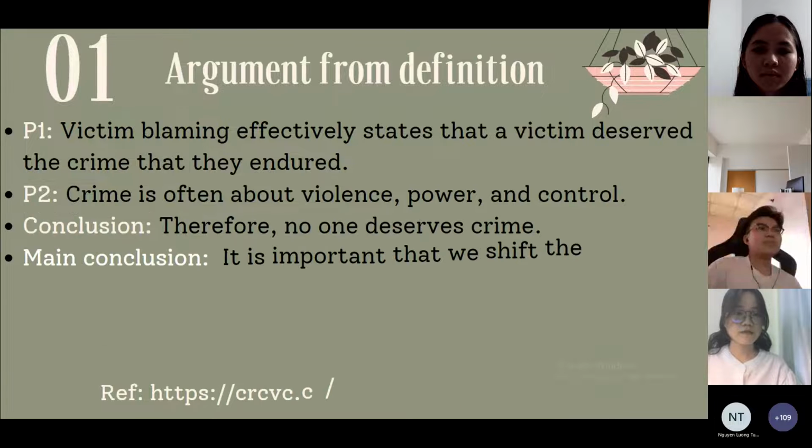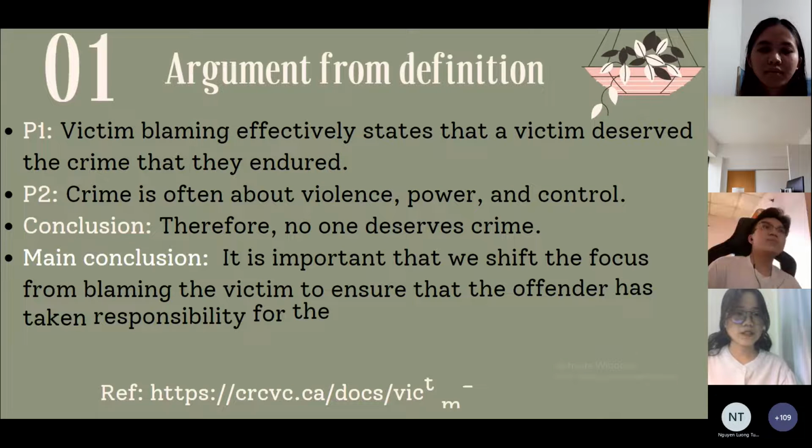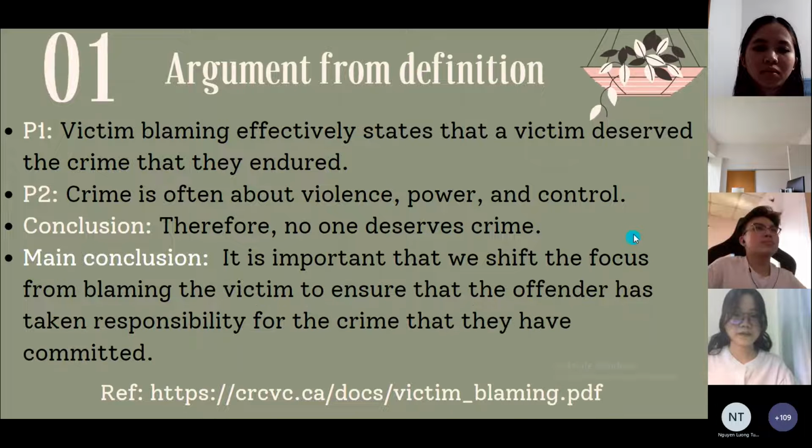Now let's start with the very first argument, from definition. Victim blaming effectively states that a victim deserves the crime that they endure. Crime is often about violence, power, and control, and therefore no one deserves the crime committed against them. The main conclusion is that it is important that we shift the focus from blaming the victim to ensuring that the offender takes responsibility for the crime that they committed.